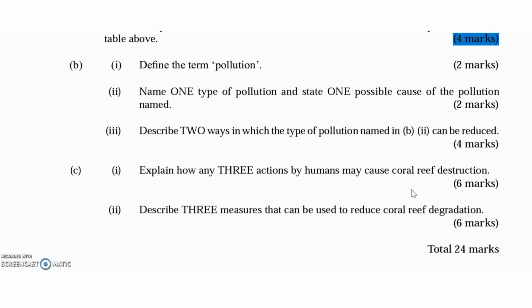Part C. Describe three measures that can be used to reduce coral reef degradation. Now, first and foremost, there should in fact be proper legislative measures and also proper enforcement, where hefty penalties and fines and potential jail time can actually be associated with those who are in breach of any environmental act and who are caught physically destroying the coral structures. That is one.